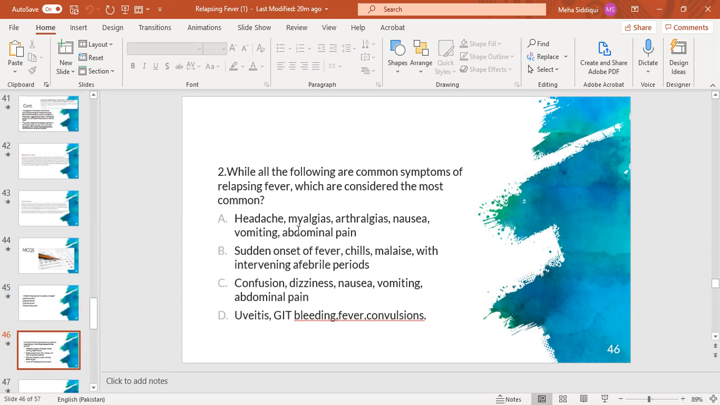Okay, all of the following are common symptoms of relapsing fever, which are considered the most common? Headache, myalgias, arthralgias, nausea, vomiting, abdominal pain, sudden onset of fever, chills, malaise with intervening afebrile periods, confusion, dizziness, uveitis, GIT bleeding, convulsions. Yes, all are common features, but the most common is sudden onset of fever, chills, malaise with intervening afebrile periods.